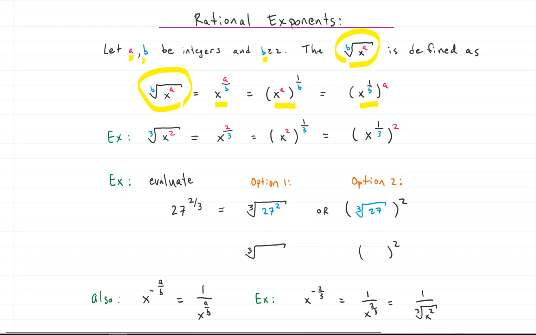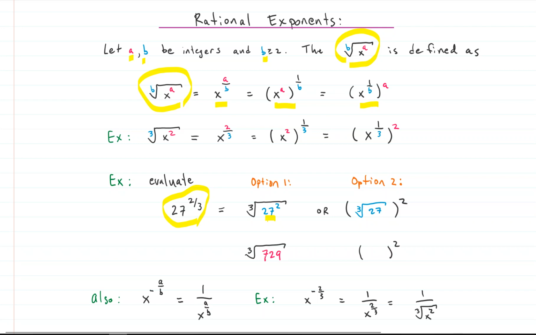We have 27, for example, raised to the 2/3 power. We have two options. We can do 27 squared first. What is 27 squared? I don't know what that is. Let's look it up. 27 squared is 729. And then find the cubed root of 729.